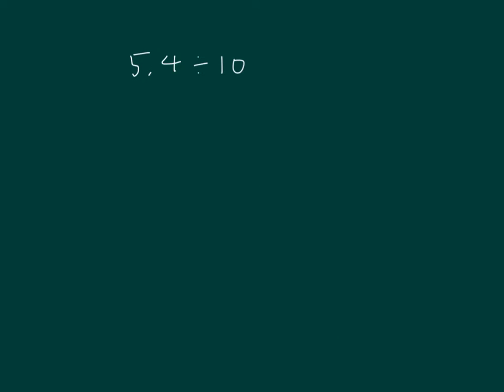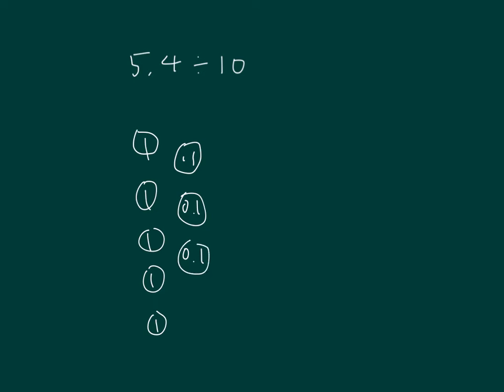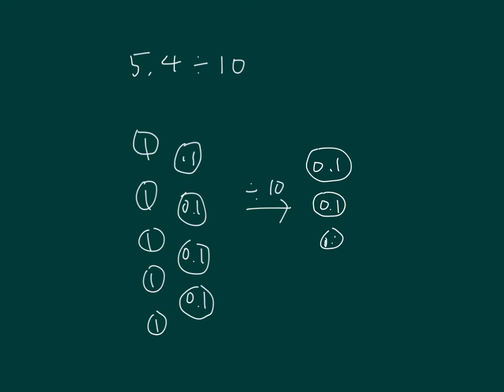We can make place value disks again. 2, 3, 4, and 5. And then tenths, 1/10, 2/10, 3/10, and 4/10 indicate that we're dividing by 10. When we divide 1 by 10, we get a tenth. So when we divide 5 ones by 10, we'll get 5/10. So we'll make 5 of those place value disks.